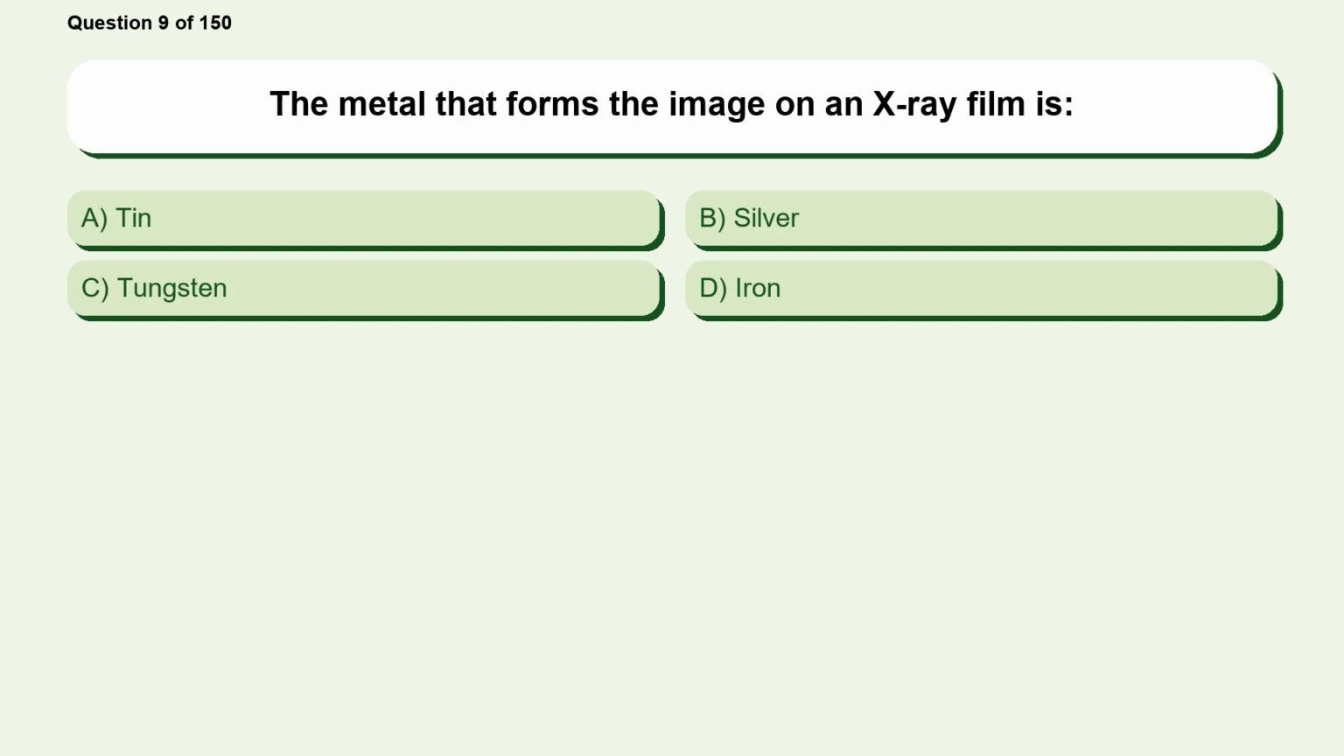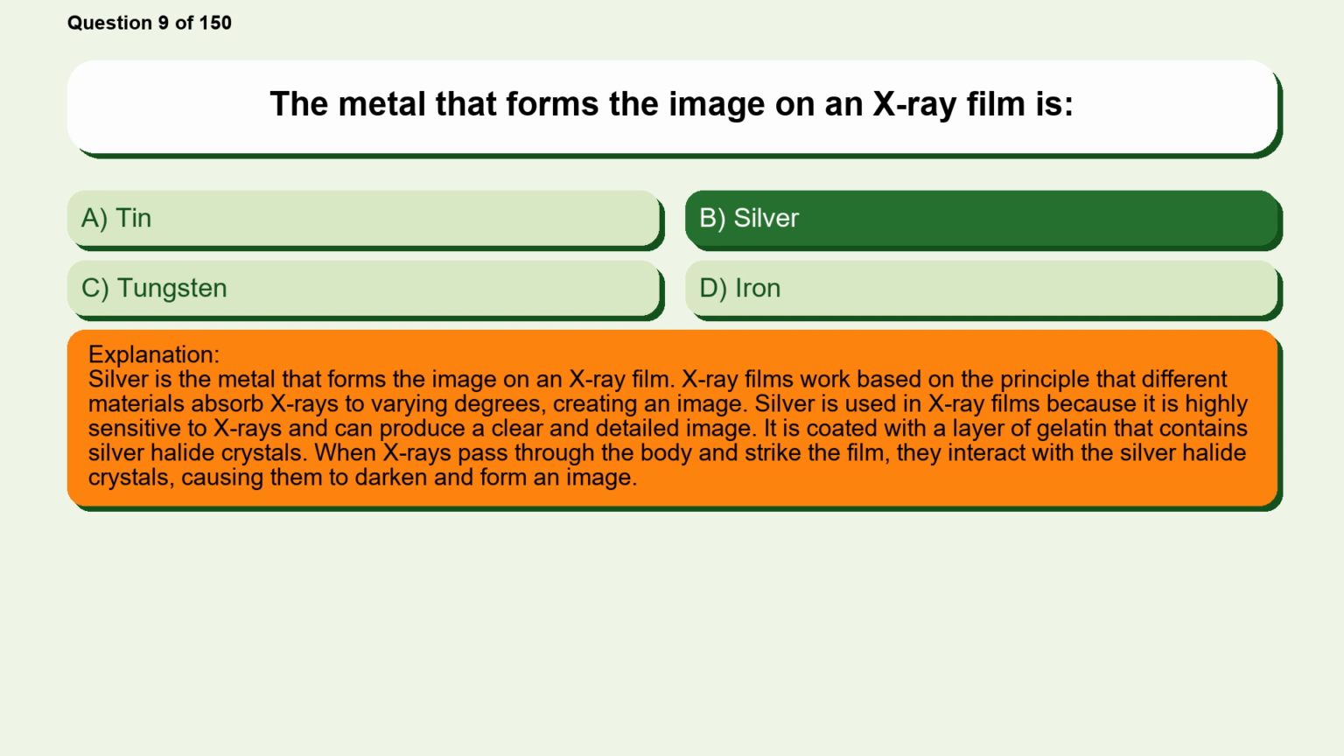Question 9. The metal that forms the image on an X-ray film is Option A, tin. Option B, silver. Option C, tungsten. Option D, iron. The correct answer is option B, silver. Silver is the metal that forms the image on an X-ray film.